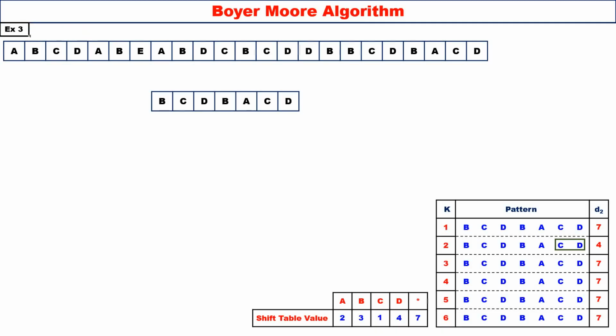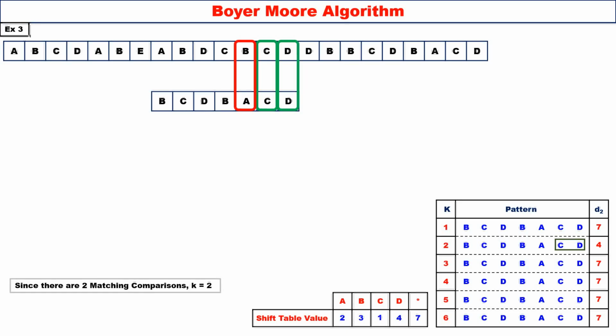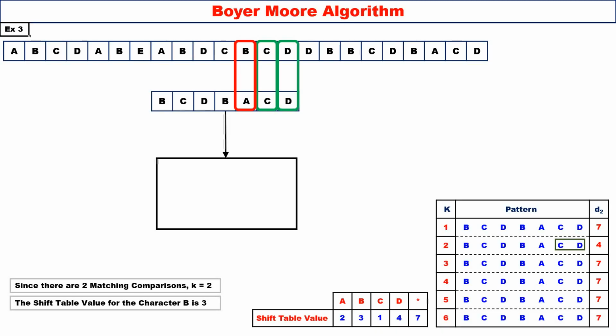Now again, we shall start the comparison from the right. D and D matching, C and C matching, A and B no matching. So how many matching comparisons are there? 2. What is the shift table value of the mismatched character B in the main string? It is 3. Therefore, we have to find D1. D1 is the maximum of 3 minus 2 and 1. That is 1 and 1, so 1. D2, K is equal to 2.